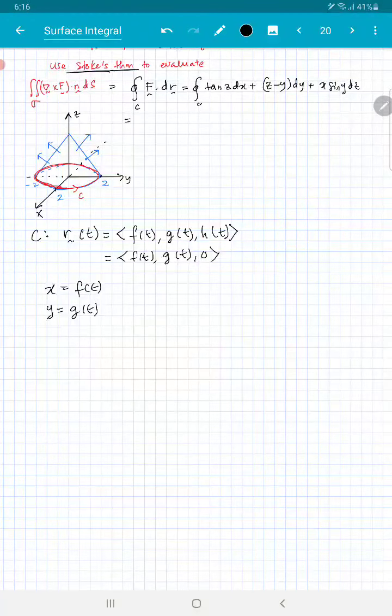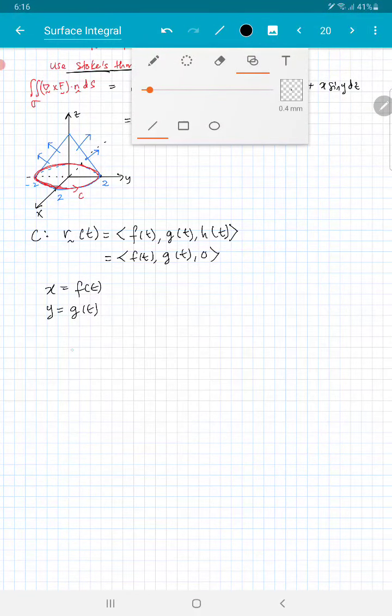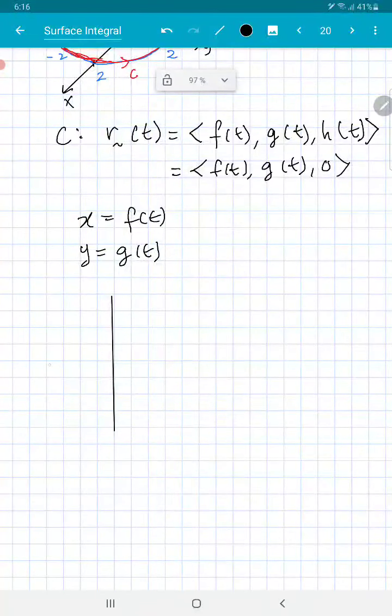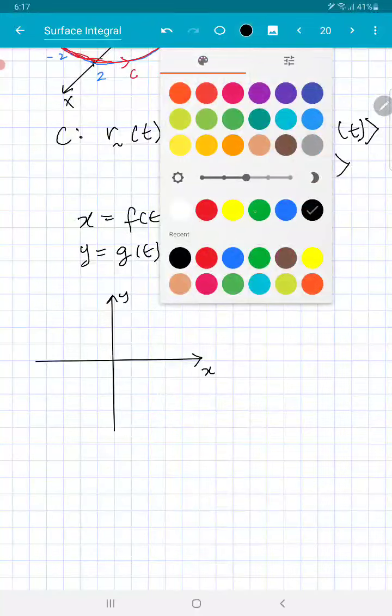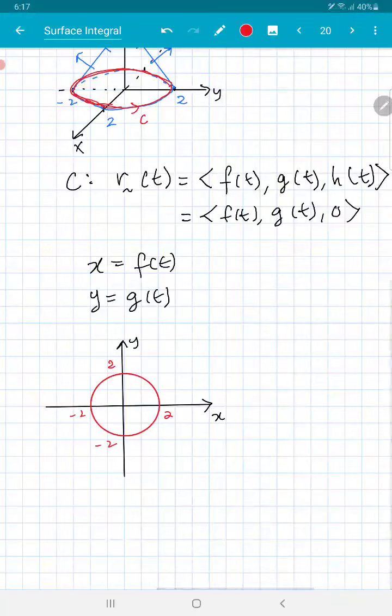Okay, now I'm going to sketch our circle here in 2D. If we sketch this in 2D, it's just a circle of radius 2. So on the xy plane, here we have x, we have y, and we have a circle of radius 2. So let's say that's a 2, and we have a 2 here as well. So that's 2, negative 2, negative 2, and the orientation is anti-clockwise direction.